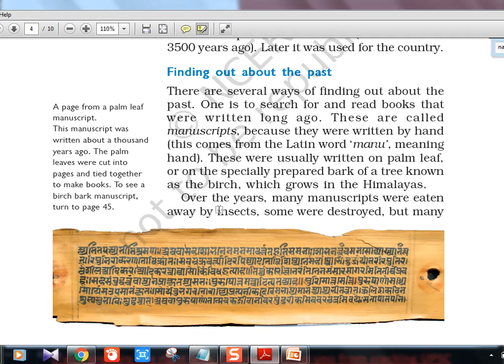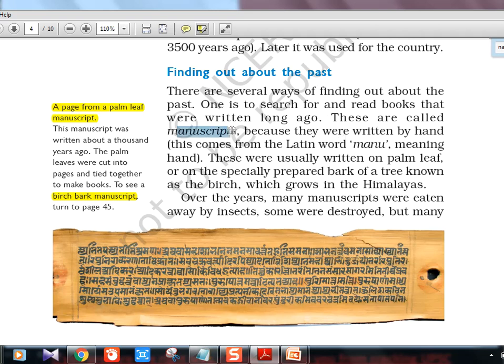Okay, then a lot of pictures of manuscripts are being shown. So here they have mentioned a page from a palm leaf manuscript, written thousands of years ago. The palm leaves were cut into pages and tied together to make books. To see a birch bark manuscript, turn to the page. Again, in different pages they are showing different manuscripts. So here again, manuscripts.